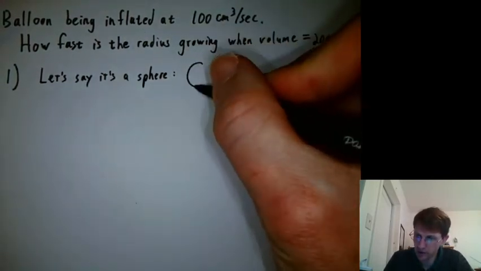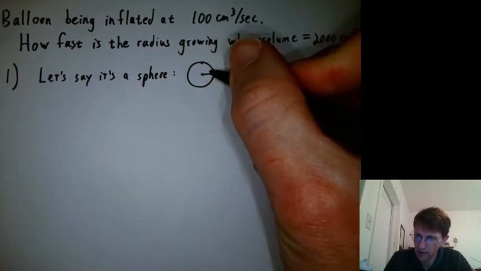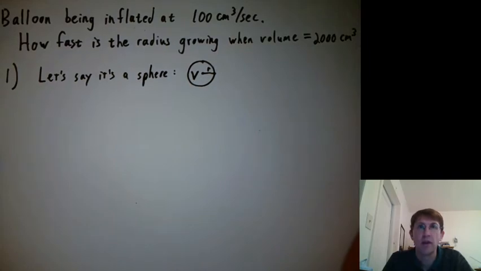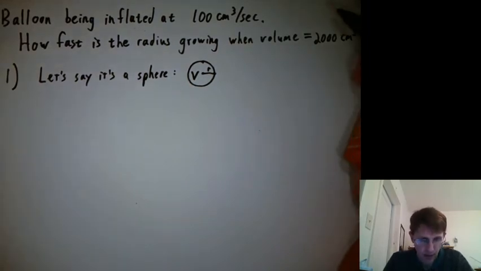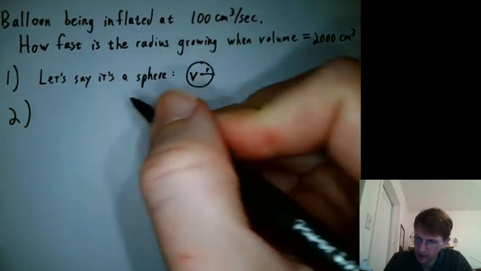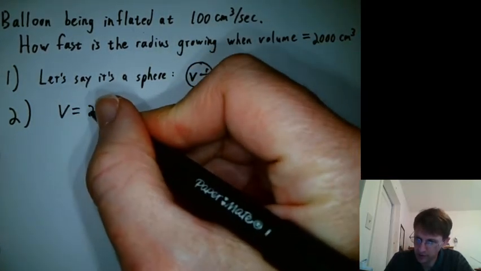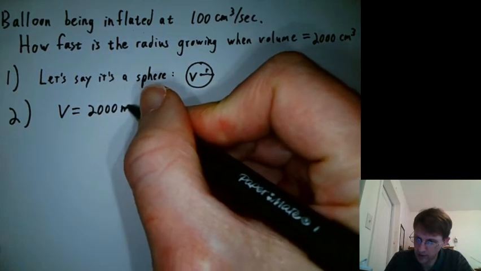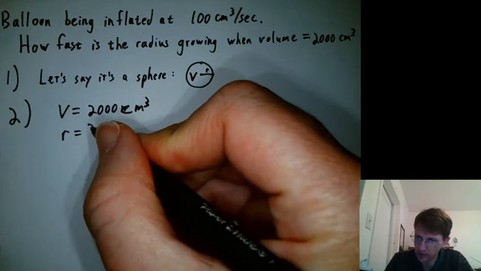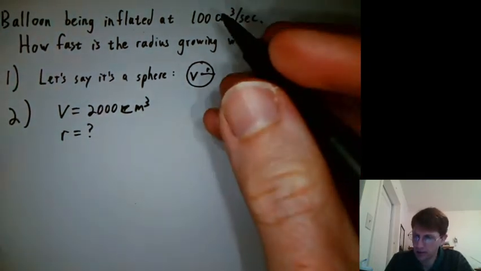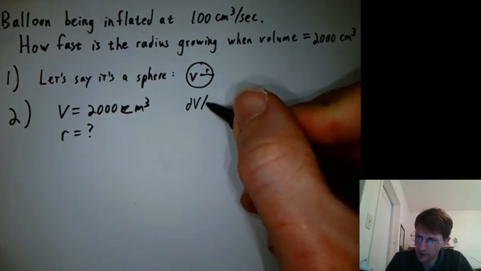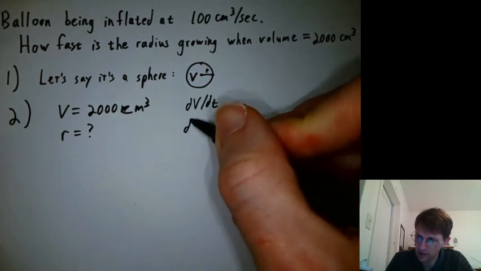So we'll draw the world's best sphere here and make it mathematical by putting a radius on it and saying it has some volume. And then step 2, write down the names and values that we know. Let's see, the volume is 2,000 cubic centimeters. The radius, we actually don't know yet. And any rates, do we know dV/dt? Do we know dr/dt?